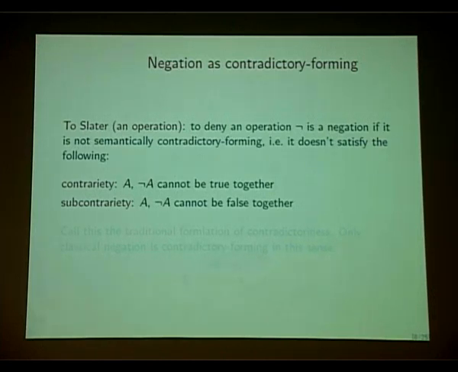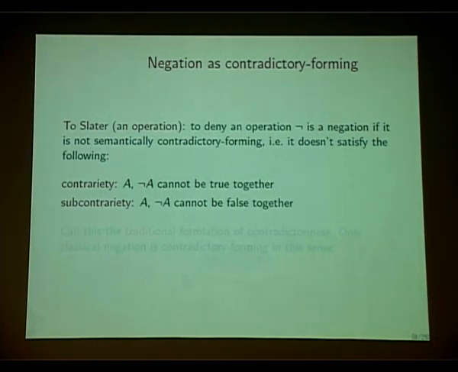Okay, so a more general question is: what is negation in general in the context of paraconsistent systems? Now this is a famous objection by Hartley Slater, and here's a verb: to Slater an operation, or to Slater a negation in particular. It's to deny that this operation is a negation if it's not semantically contradictory-forming, namely, it doesn't satisfy the two following clauses. It's a contrary-forming operation, so A and not-A cannot be true together.